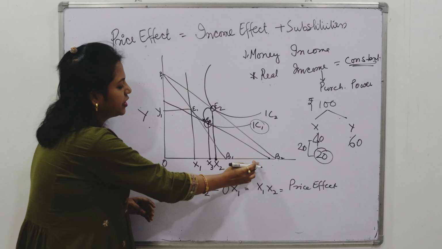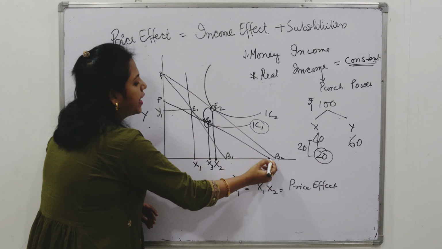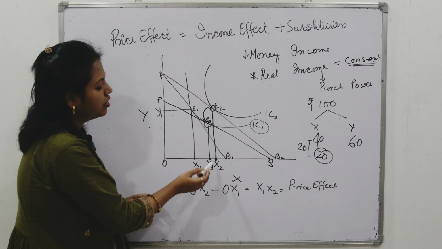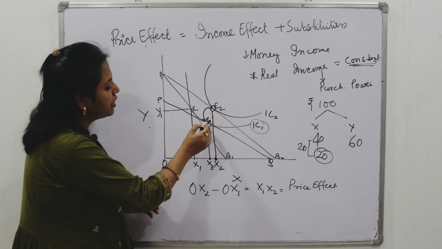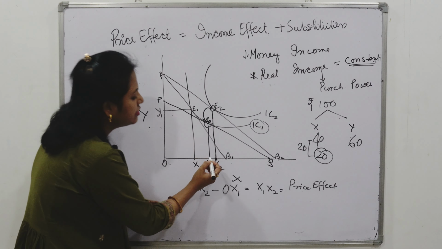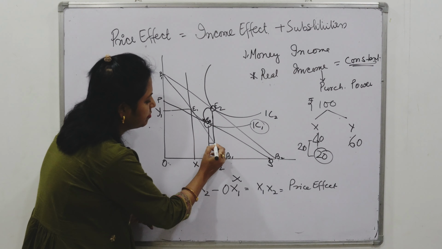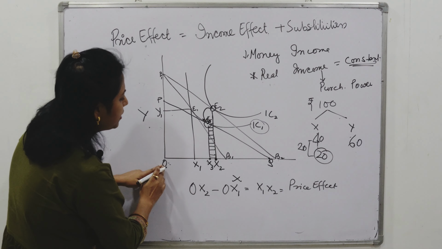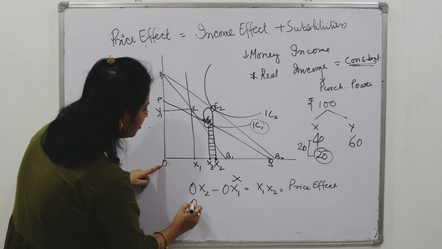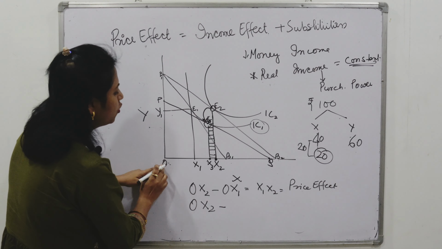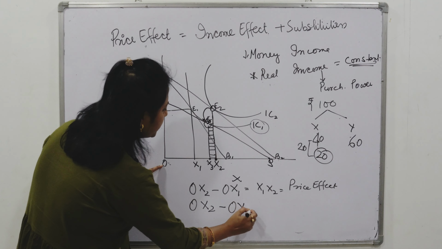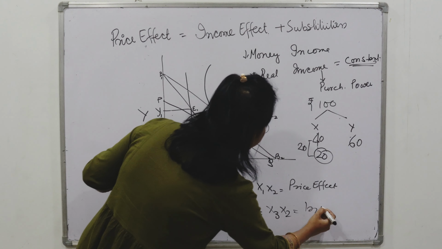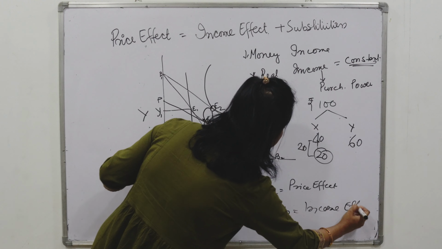I have prepared another budget line, say this is PQ, and as it touches the new equilibrium point, I find that there is a fall in demand. This fall in demand from OX2 to OX3 is known as the income effect. So let's see what the income effect is. Income effect is OX2 minus OX3. So what is left here is X3, X2. This is your income effect.